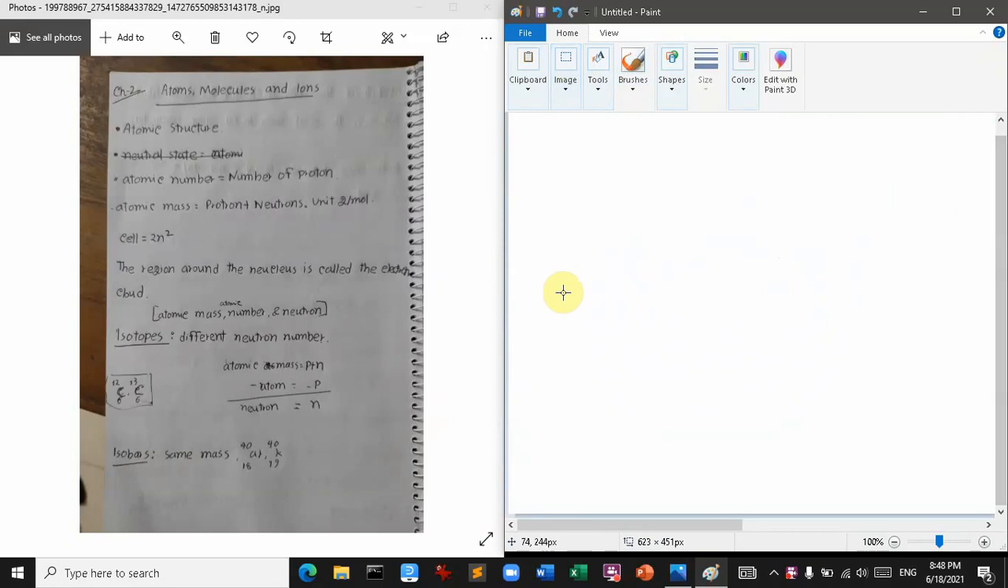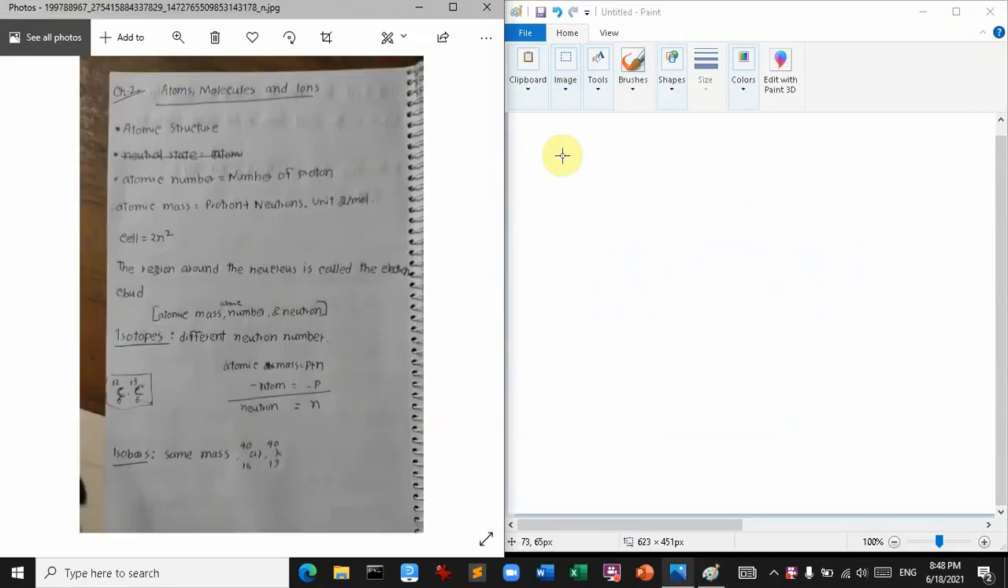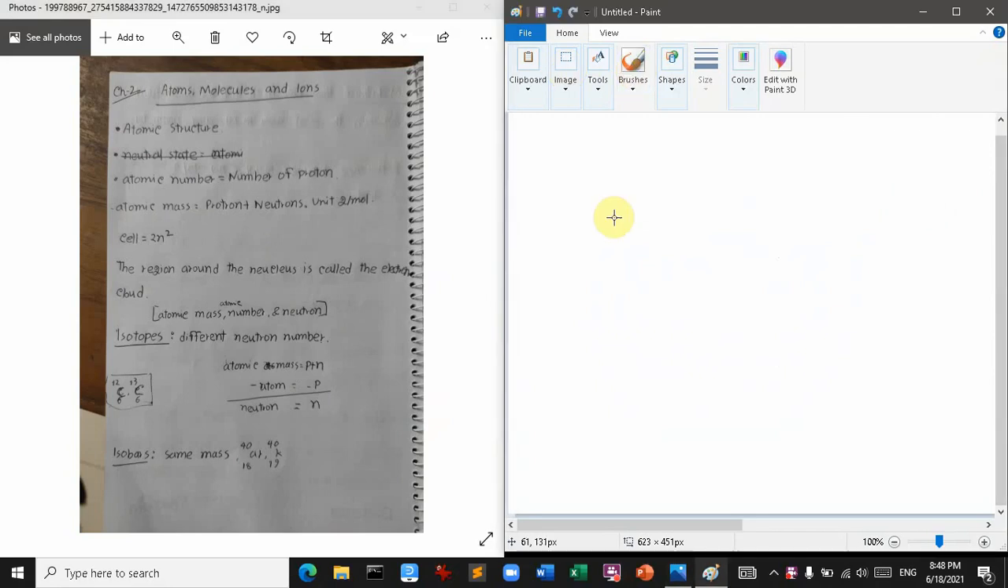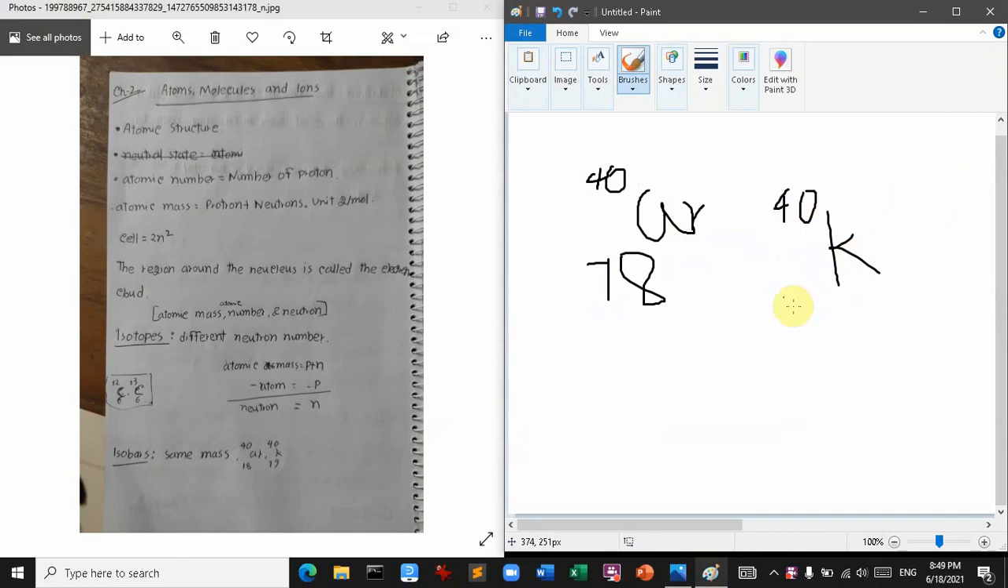We have another one called isobars. Isobars, what to say? Their mass will be the same. Iso means same, and bar means heavy, that is, mass. For example, argon's atomic mass is 40, and potassium also has 40. Their atomic masses are the same. So that's why they are called isobars.